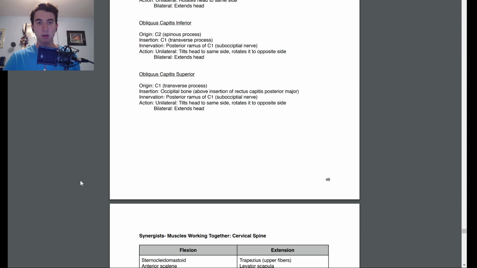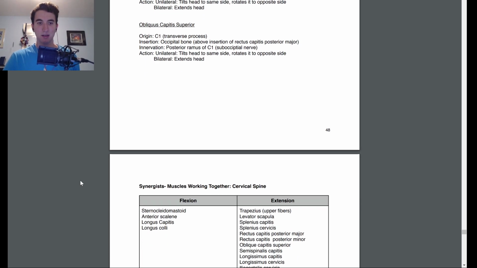Finally, we have the obliquus capitis superior, which originates from C1, the transverse process, and inserts at the occipital bone above the insertion of rectus capitis posterior major. It is innervated by the posterior ramus of C1, the suboccipital nerve, and the actions unilaterally, it tilts the head to the same side and rotates it to the opposite side, and bilaterally it extends the head.